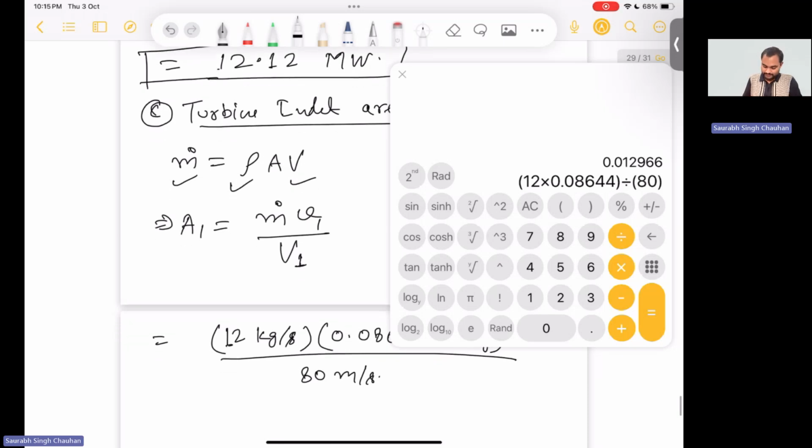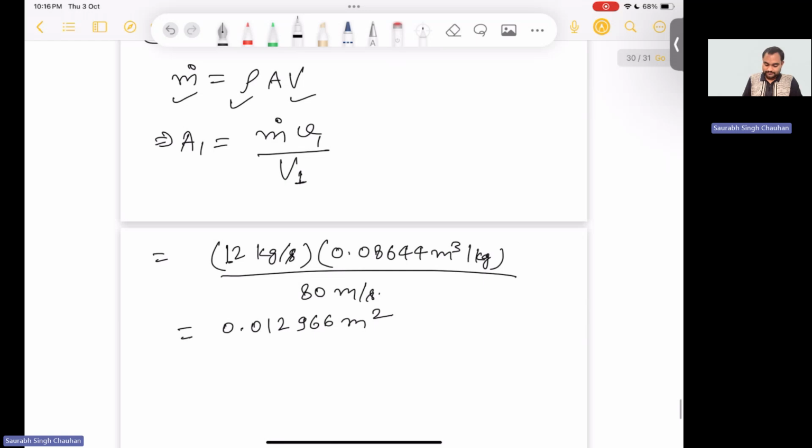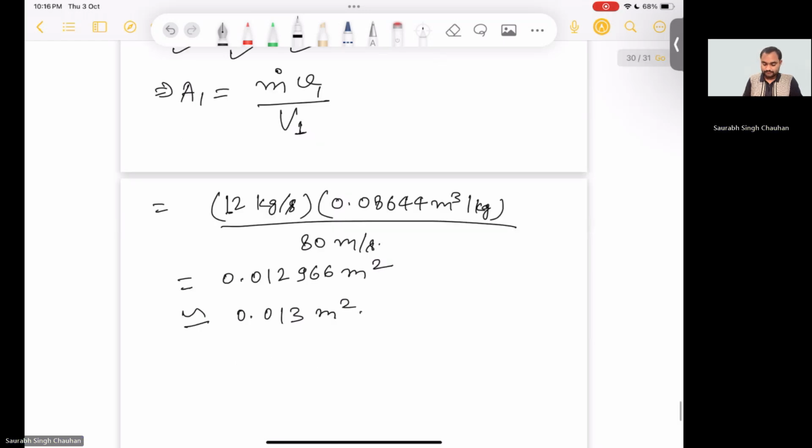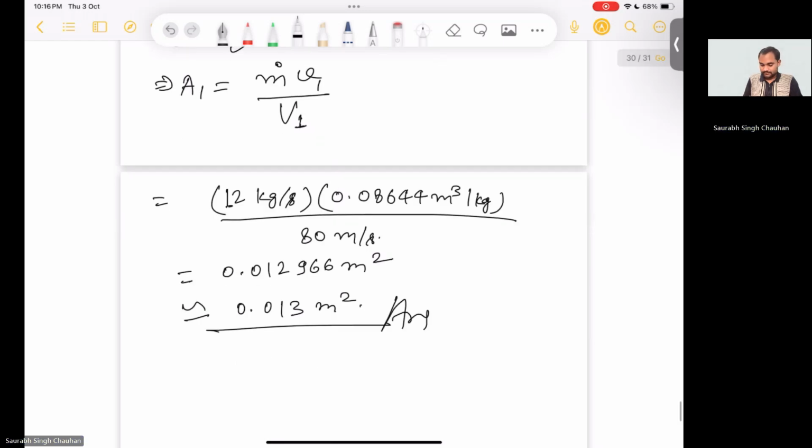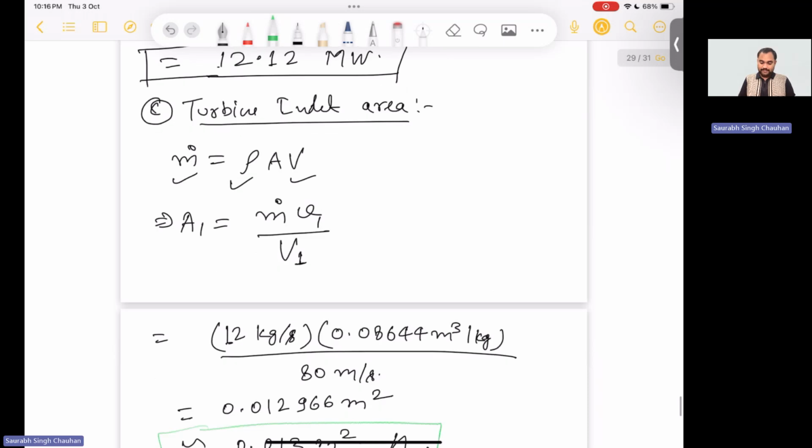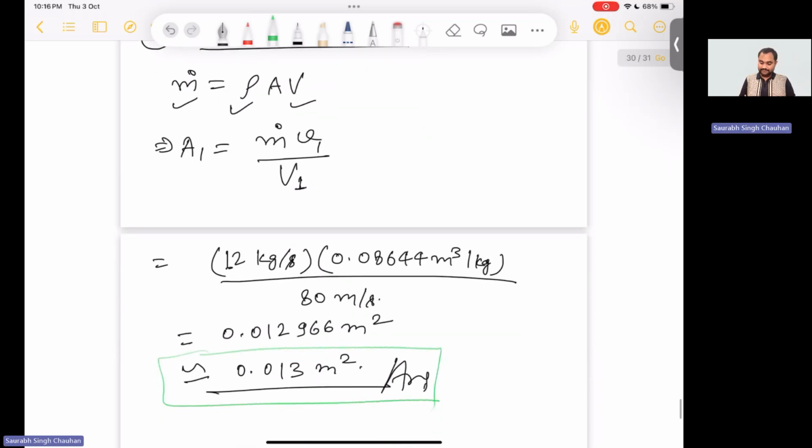it is coming out to be 0.012966 meter square. So you can round off this value to 0.013 meter square. Okay, so this is what we had to calculate. Okay, turbine inlet area.